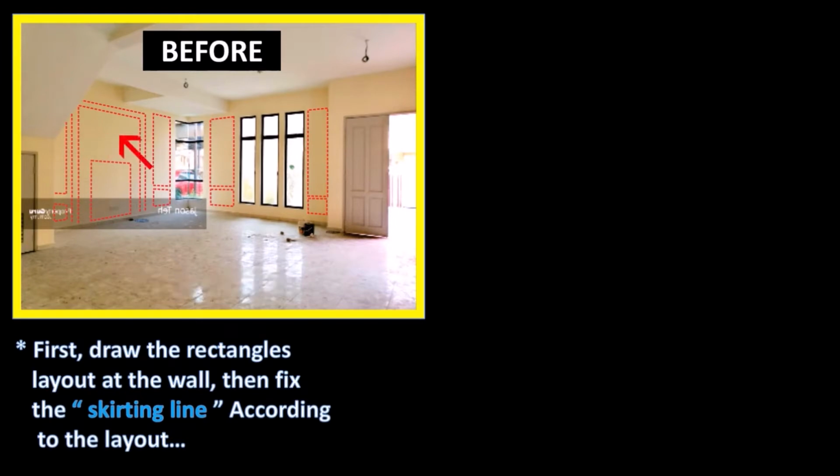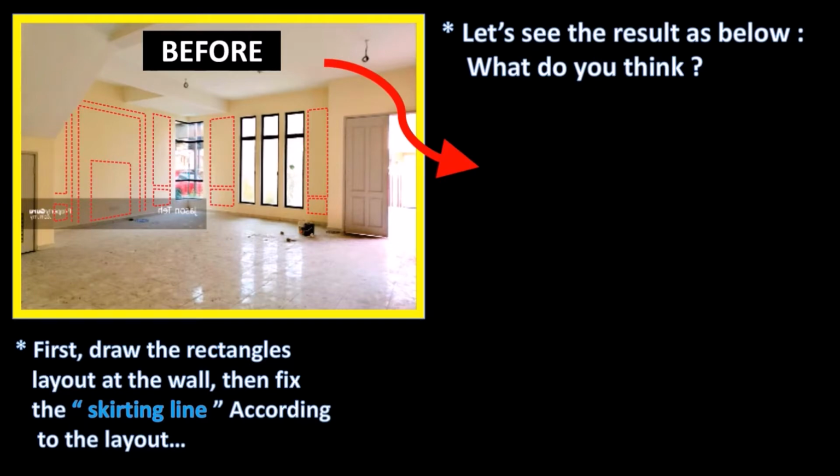Transform your ordinary living hall to Italian Baroque style living hall. First, draw rectangles layout at the wall, then fix the skirting line according to the layout. Let's see the result as below. What do you think?